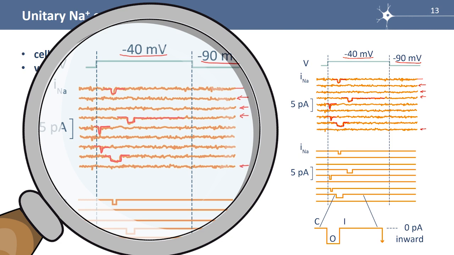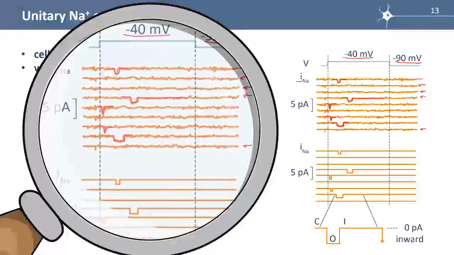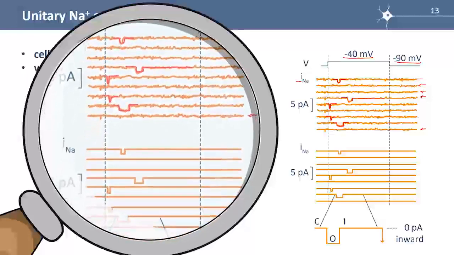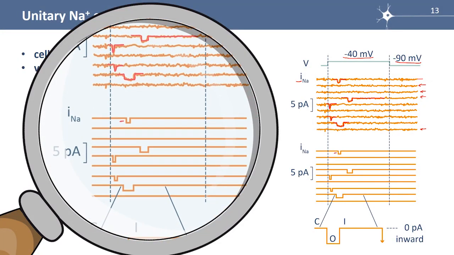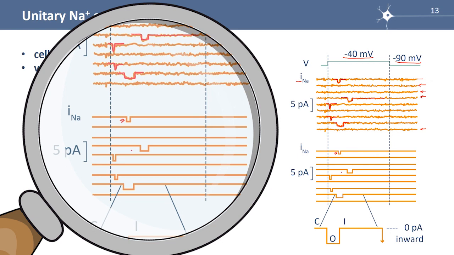What is this rectangular signal? This is the unitary sodium current, which is written with a lowercase i, and this current has an amplitude and a duration. Here, the currents are redrawn to suppress the noise, and you have the openings, 1, 2, 3, 4, 5 currents, single channel currents.